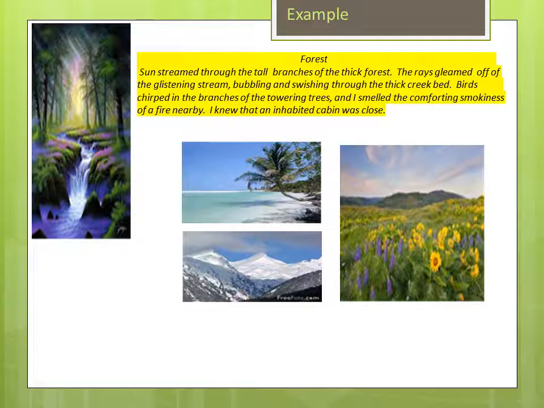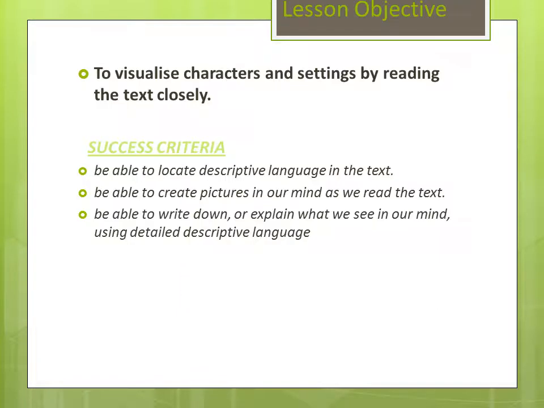So, anything. Moving on, this brings us to our lesson objective, which is to visualize characters and settings by reading the texts closely. While doing this, you'll be able to also locate descriptive language in the text, be able to create pictures in our minds as we read the text, and be able to write down or explain what we see in our mind using detailed descriptive language.